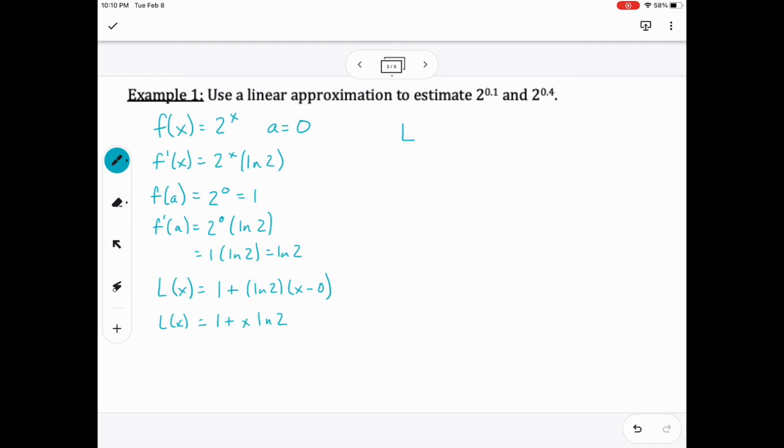You can rewrite these however you please, or keep them as they are like in the previous step, but this makes it a little easier to simplify and find those values. Now I need to actually approximate those. My values to plug in are 0.1 and 0.4. That gets me 1.069. When I plug in 0.4, I get the value of 1.277. Okay, and those would be my answers.